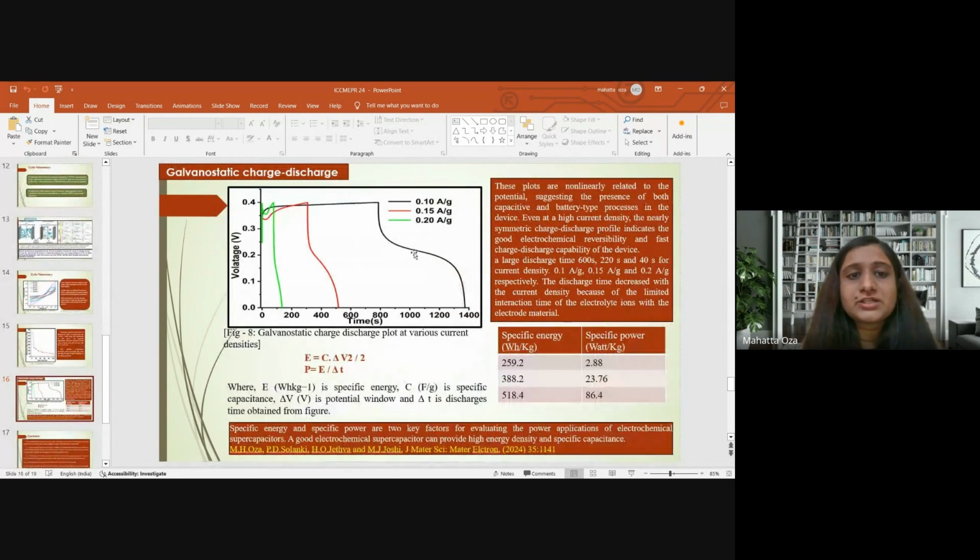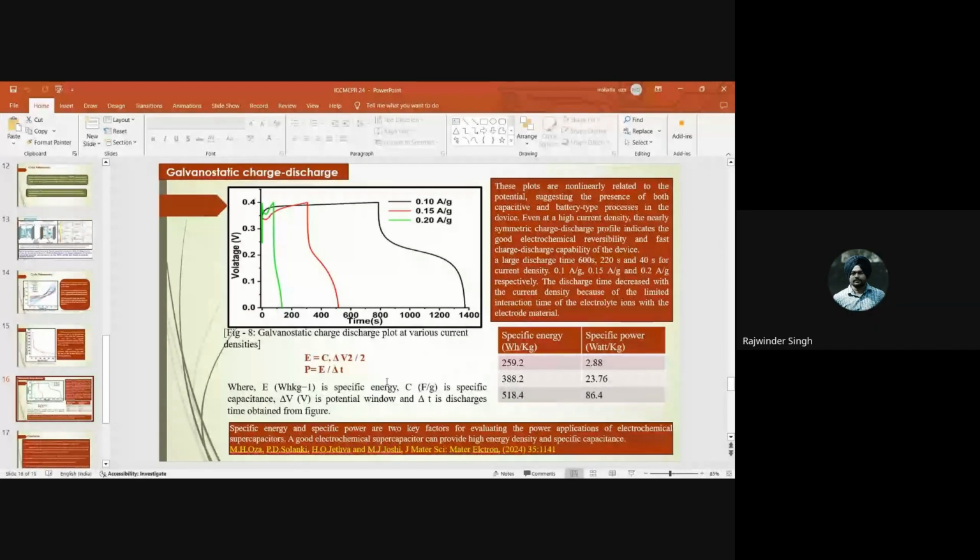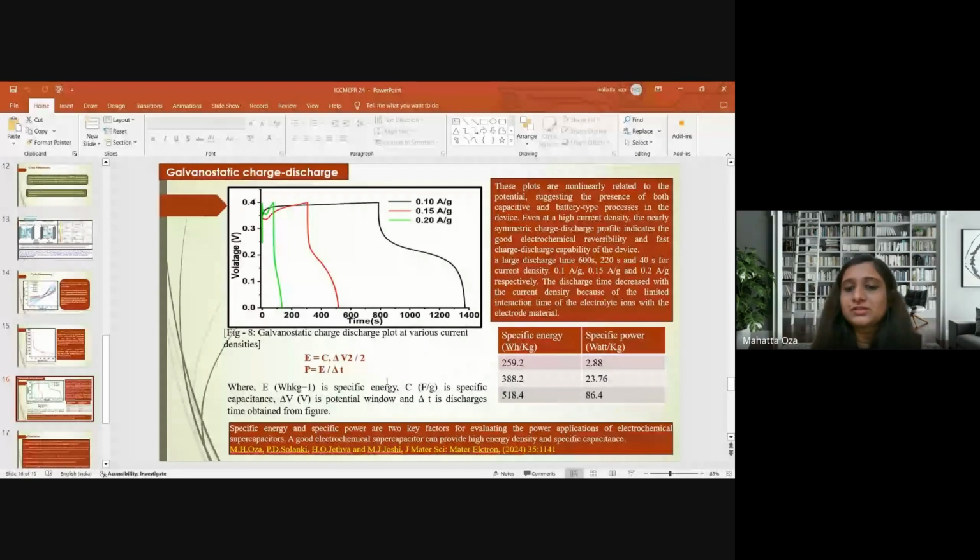Galvanostatic charge discharge, GCD curve. So from this plot, the non-linear relation to the potential suggests the presence of both capacitive and battery type processes in the device. The values of specific energy and specific power were found from these two equations, and the specific energy and specific power are two key factors for evaluating the power applications of an electrochemical supercapacitor. A good electrochemical supercapacitor can provide high energy and specific capacitance. So the values of this specific energy and specific power are very good.